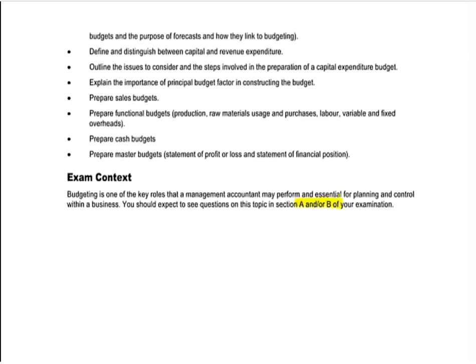Note then that this topic could appear in either section A, so those 2-mark questions, or as part of one of the longer questions in section B of your exam.